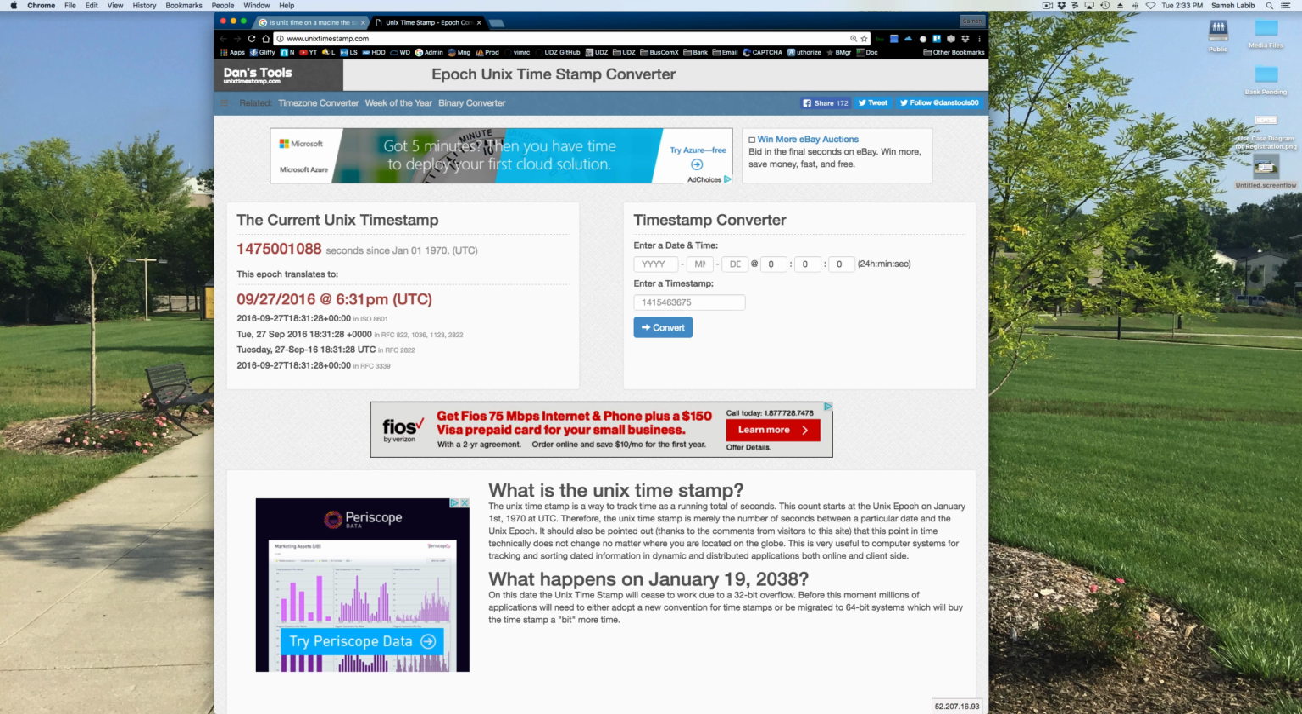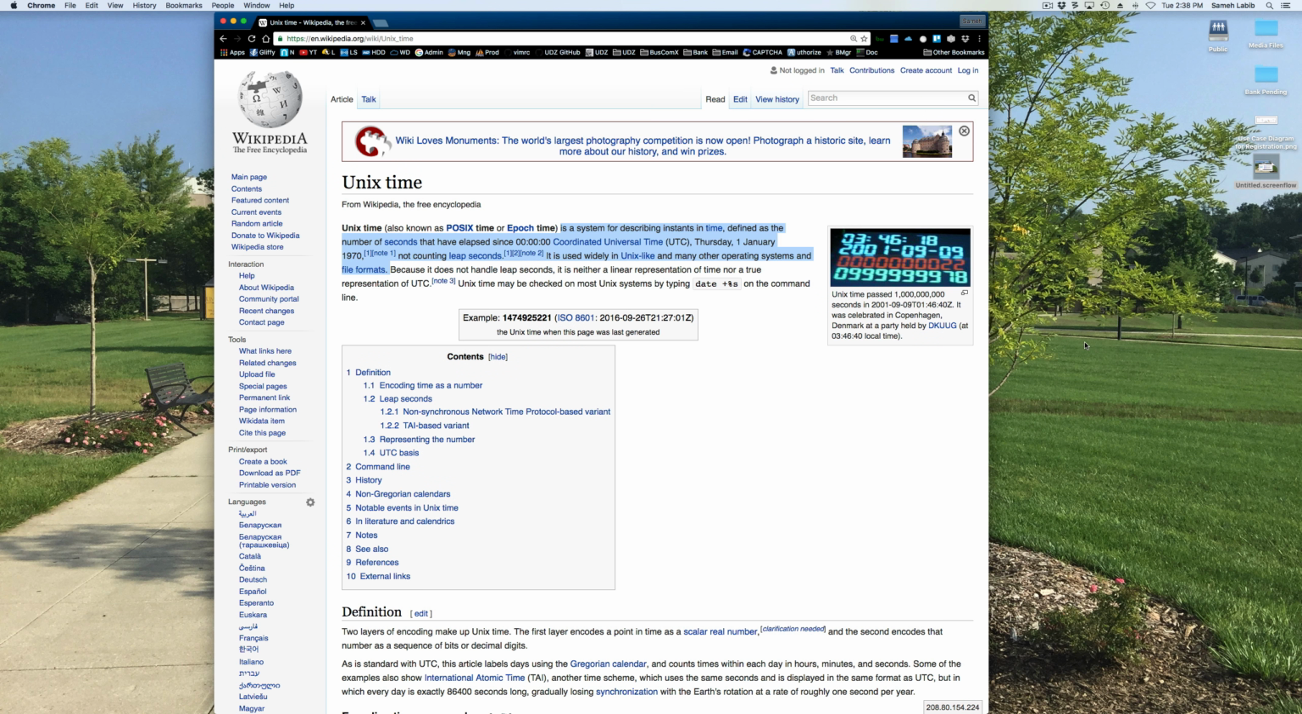Is UNIX time on my server UTC time? The answer is yes. Wikipedia says UNIX time is a system for describing instants in time, defined as the number of seconds that have elapsed since 00:00:00 Coordinated Universal Time, which is UTC, Thursday, the 1st of January, 1970. It is used widely in Unix-like and many other operating systems.